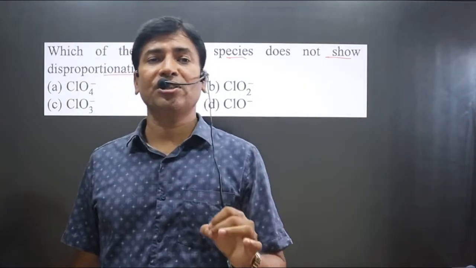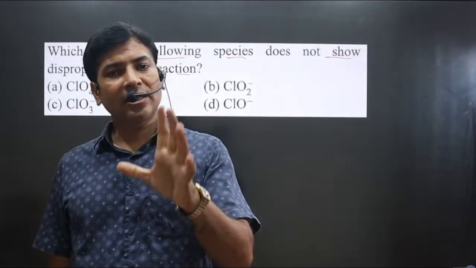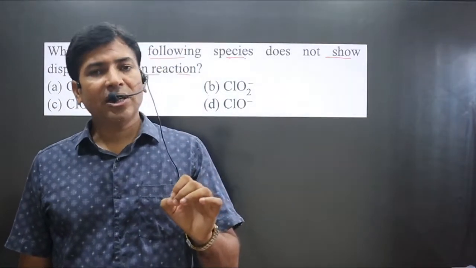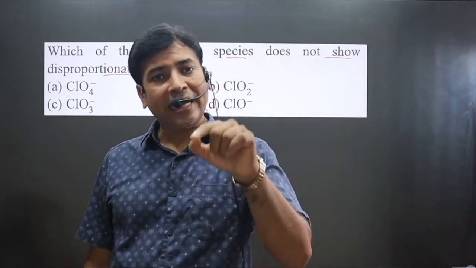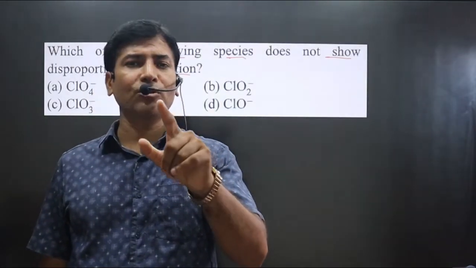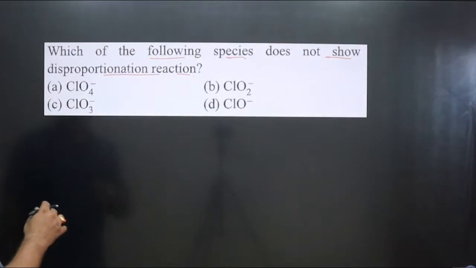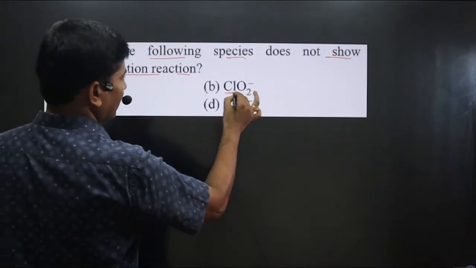Because a disproportionation reaction is a reaction in which the same element undergoes both oxidation as well as reduction. Always keep in mind, if the central element in a molecular compound is present in its intermediate oxidation number, then it can undergo disproportionation redox reaction. You can see in all these species, Cl is the central element.